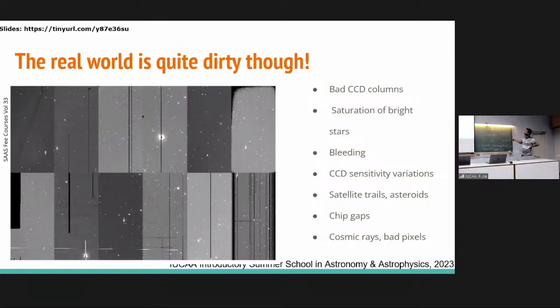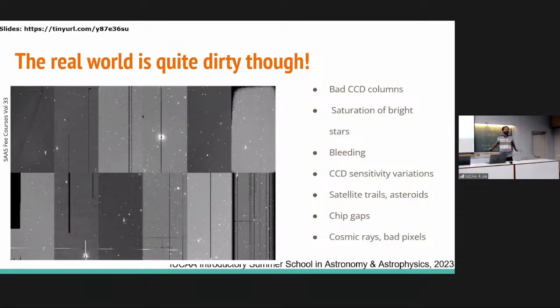So bad CCD columns, saturation of stars, bleeding that happens, CCD sensitivity variations that you can see. Sometimes there are satellites which go by. So you are observing something and then a satellite goes by. I don't know if you have seen satellites in the evening sky. They appear like stars, which is quite fascinating to observe for the first time. And then people like Elon Musk have released all these Starlink constellations of satellites. So instead of seeing just one thing go by, there's a constellation of satellites passing by. That corrupts your image because they are so bright that they leave a satellite trail.